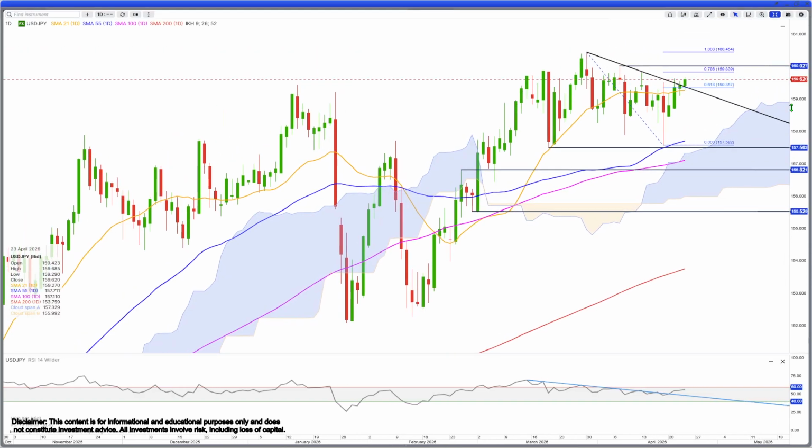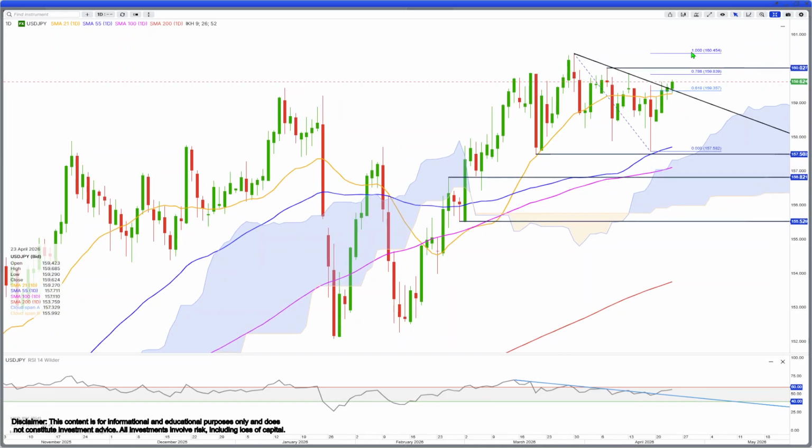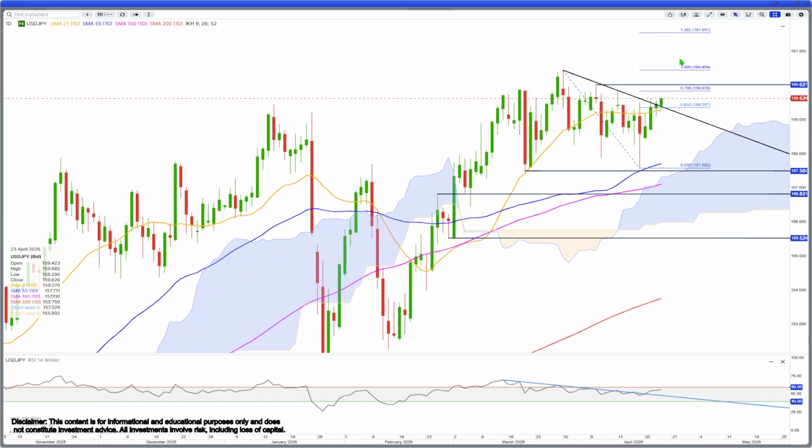The dollar yen has broken above the falling trend line and is fast approaching the 78.6 retracement there at 159.85, and the minor resistance around 160. A move above 160 is likely to also push it to 160.5 and take it out. And if it does that, which I believe it will, again, it's not a recommendation, it's just what I'm reading at the moment, and things can quickly change.